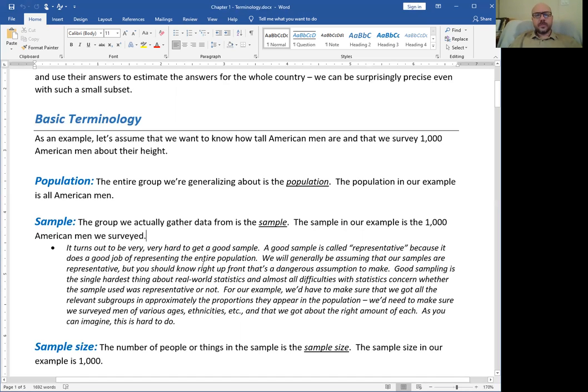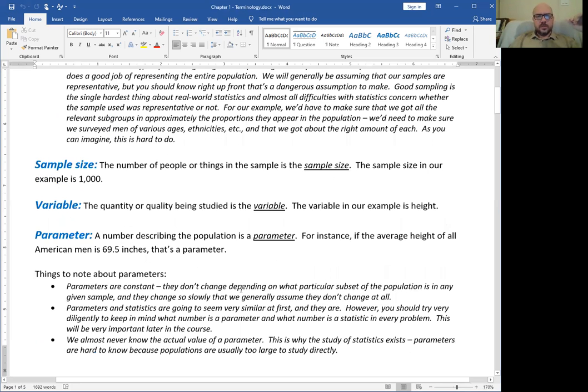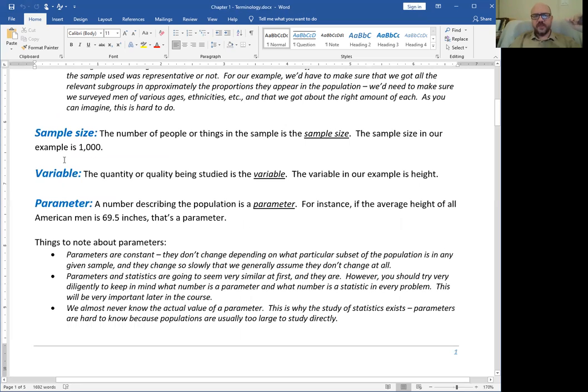And so I'm going to jump over my bullet point here, but the idea is that we're going to talk to a small group and generalize about that group to the population. A couple more terms: sample size and variable. Sample size is just how many people we sampled. We will often need that number in our calculations.